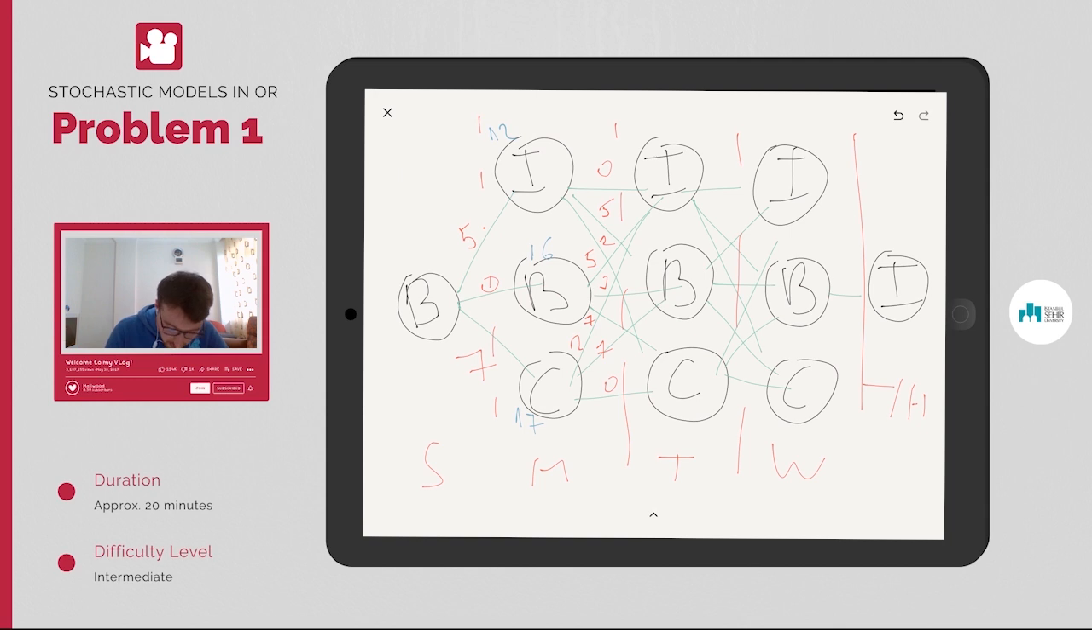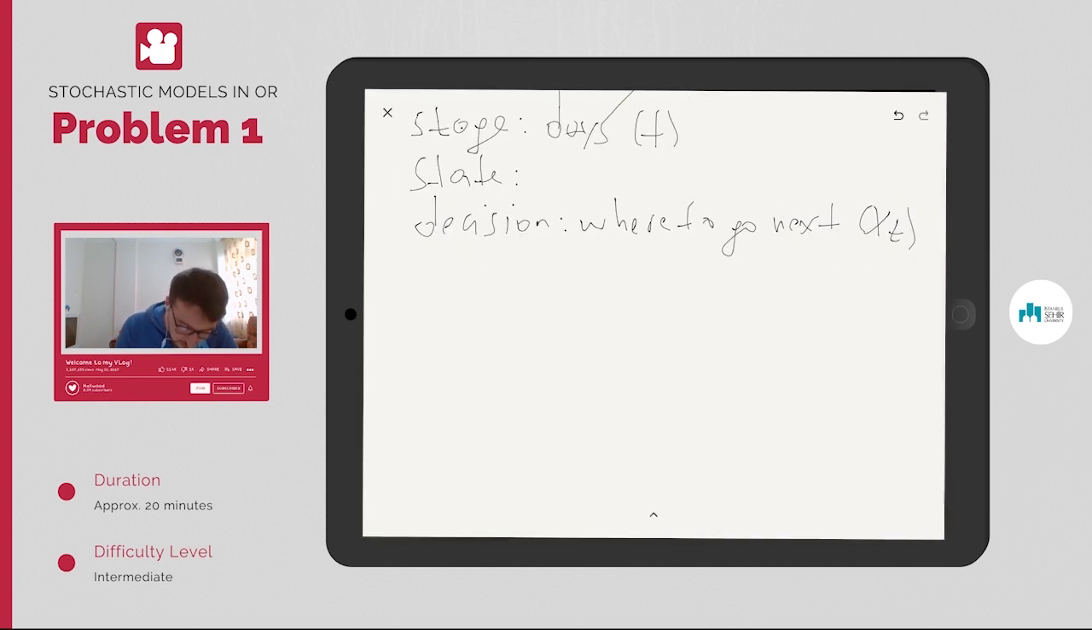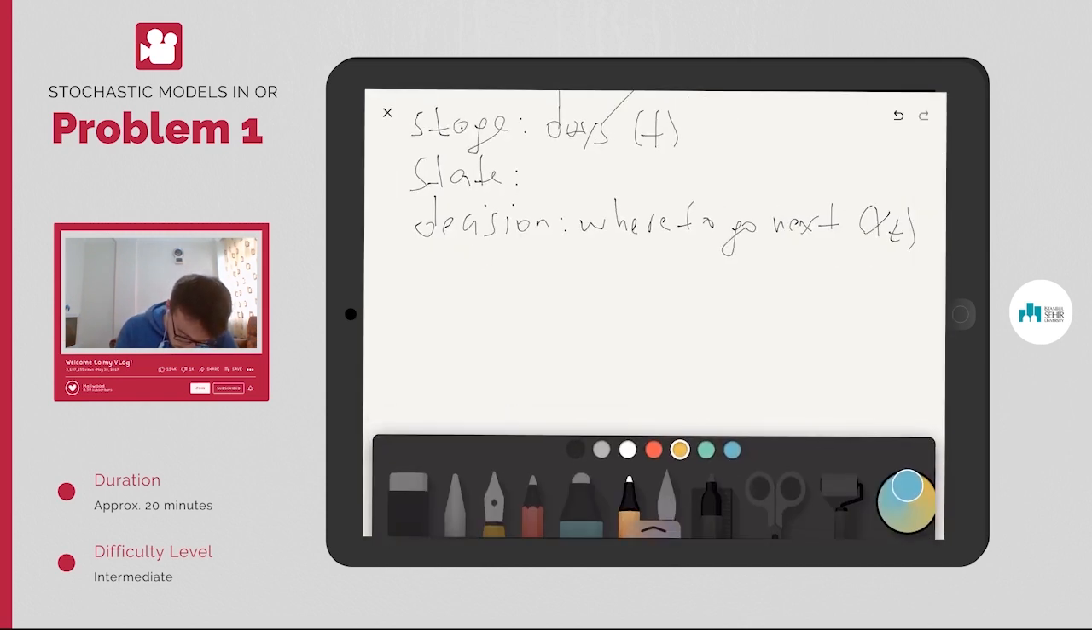Let's say I want to make a decision. Say I want to go to Indiana, Bloomington, or Chicago. But in order to make that decision, I need to know where I am currently residing. So in this case, Bloomington. Now I know that I'm in Bloomington and I have these possibilities. So it's important to know our current location. So our state is current location.